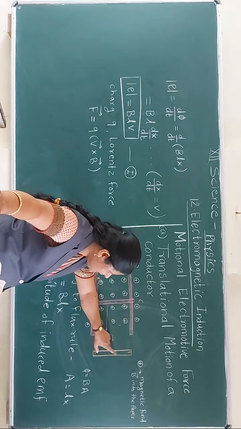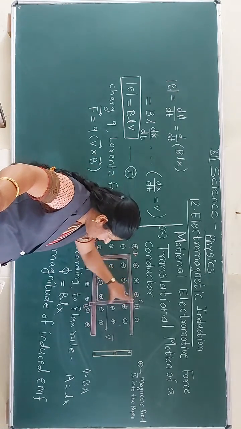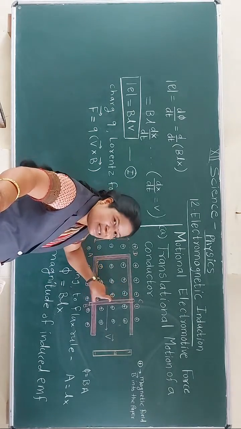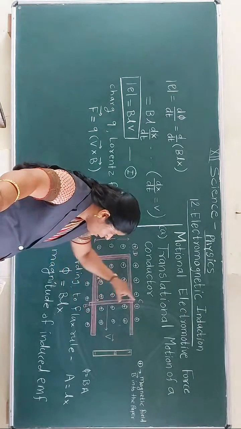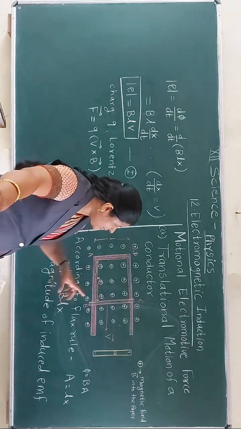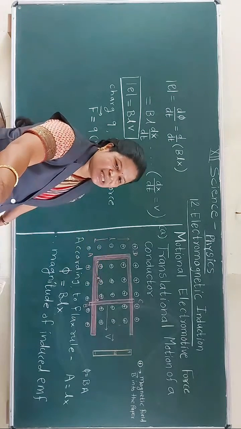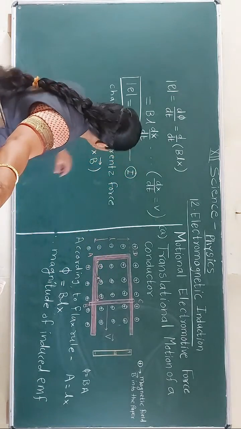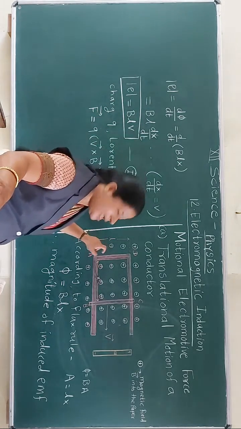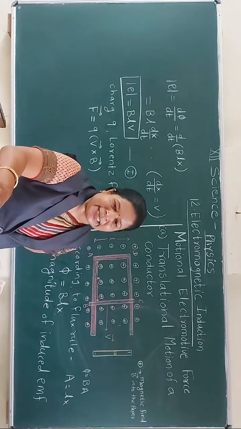This charge is induced or produced in the side BC, but its direction is parallel to the side BC and perpendicular to this magnetic field. So the force F is constant. This force F is constant along the length of the wire BC.